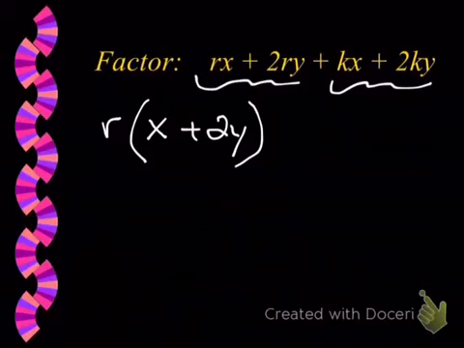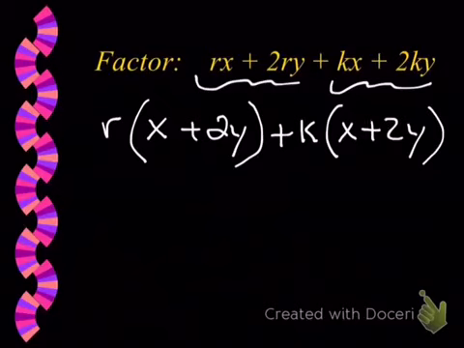All right, and then we will take what's the common factor in the second one? Second group, what's the common factor? You guys are working ahead. We can take out a k, right? k, x plus 2y. And it happened again, right?